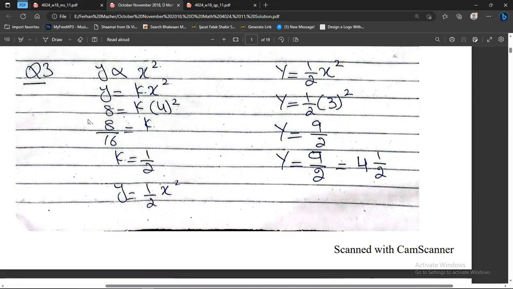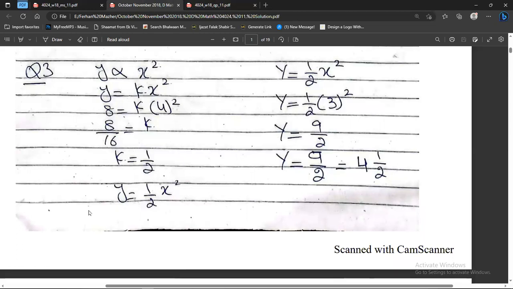So 8 is equal to k into 4 square. So 4 square is 16. That 16 will go to the other side and it will divide. So 8 by 16 is equal to k. So k will be equal to 1 by 2. So the formula will become y is equal to 1 by 2 x square.